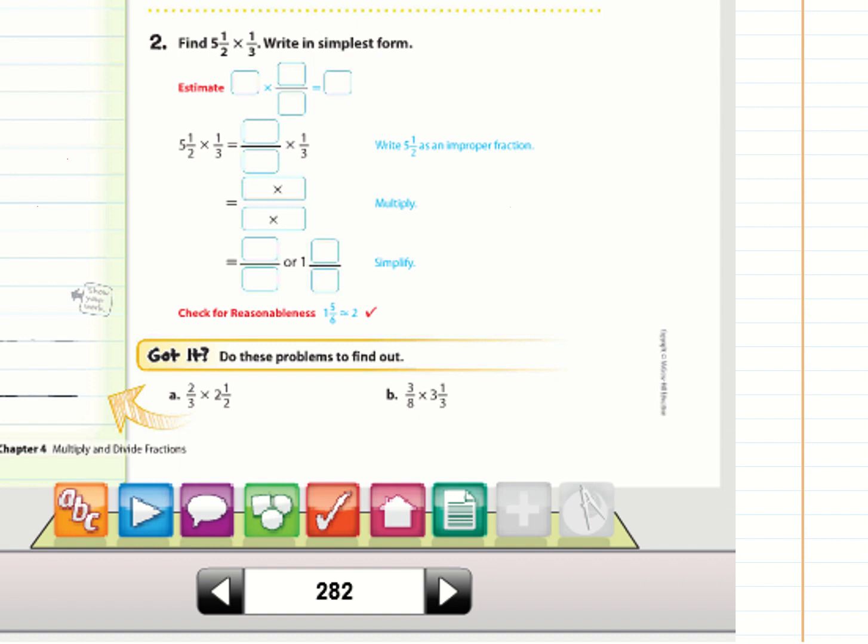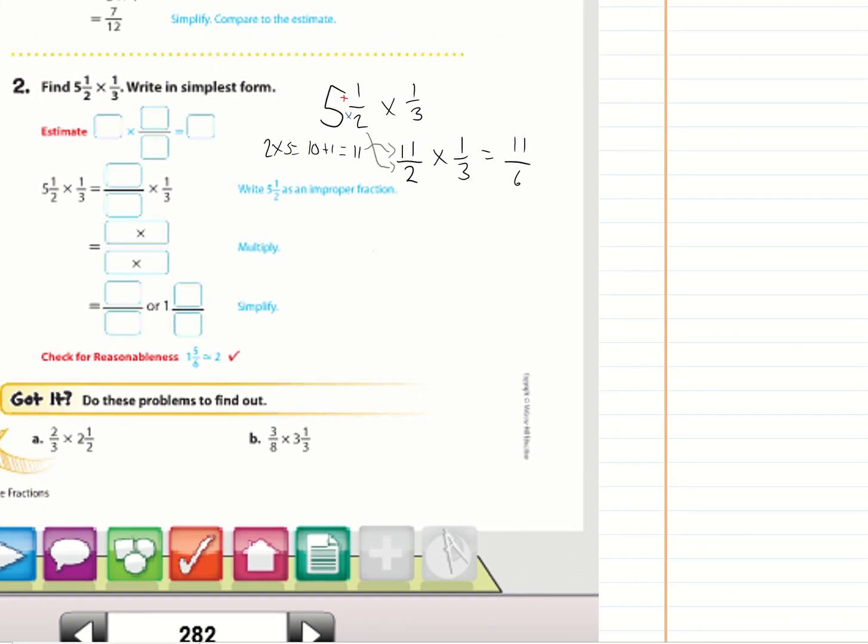Number 2, find 5 1/2 times 1/3. So we have 5 1/2 times 1/3. So like before, multiply the whole number with the denominator. So 2 times 5 equals 10, plus 1 equals 11. So we have 11 over 2 times 1/3. So 11 is my new numerator, and my denominator stays the same. 1 times 11 equals 11. 2 times 3 equals 6.